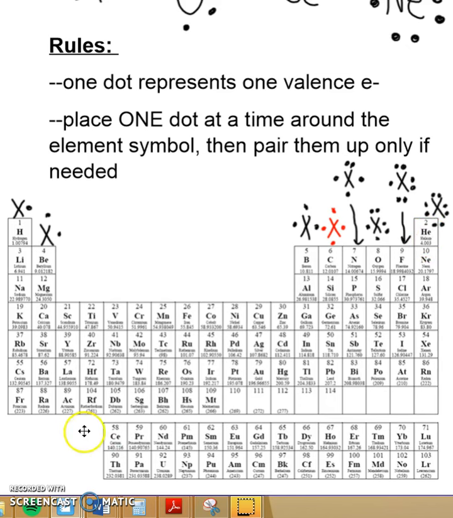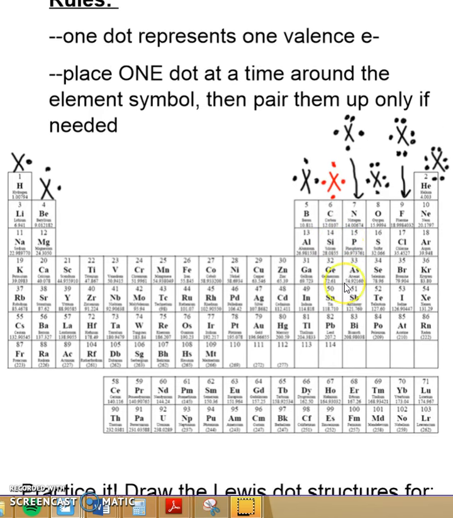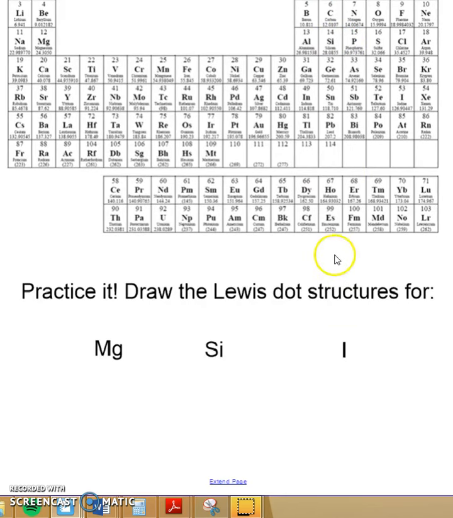What about the lanthanides and actinides? Again, remember, they belong up here in the periodic table, so they have funky numbers of valence electrons. But if you can remember this pattern on the periodic table, 1, 2, 3, 4, 5, 6, 7, 8, that's how many dots you put around your element symbol to make a Lewis dot structure. Let's see if you understand it. Let's practice. I want you to draw the Lewis structure for these 3 elements. You can hit pause right now and give it a try.